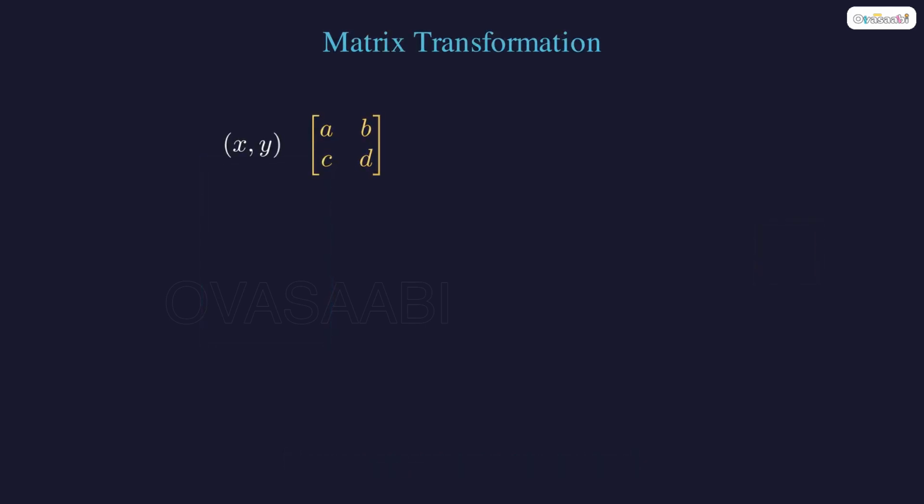A transformation moves a point to a new position. A matrix is a grid of numbers that tells us how to move each point. We multiply them together.